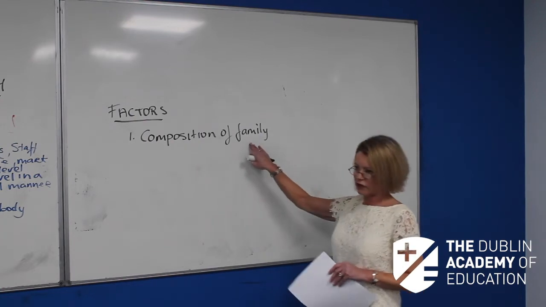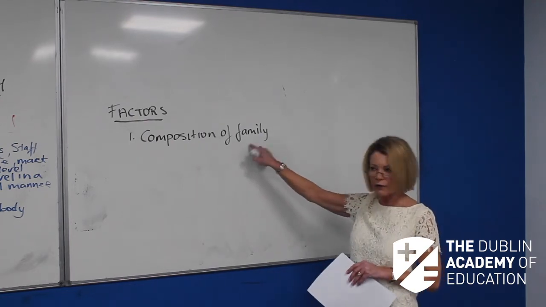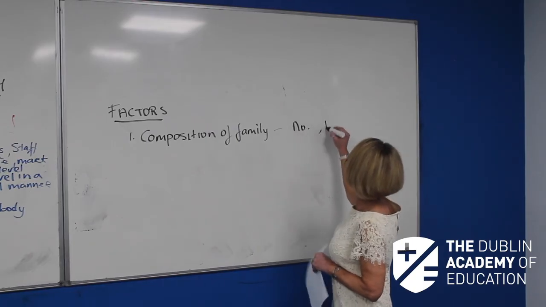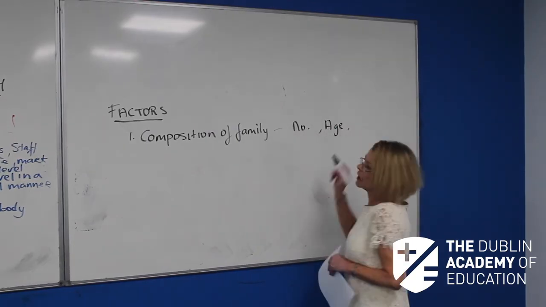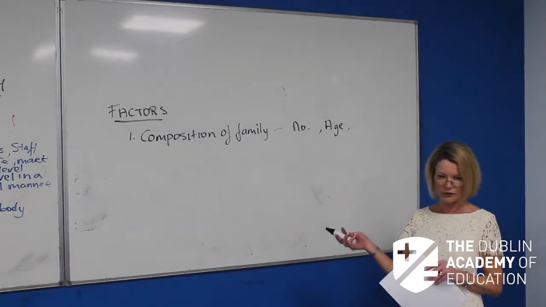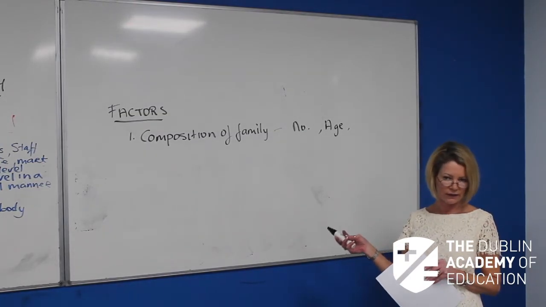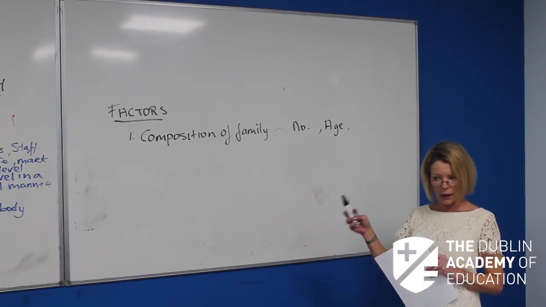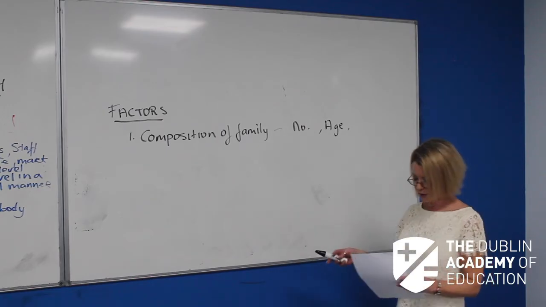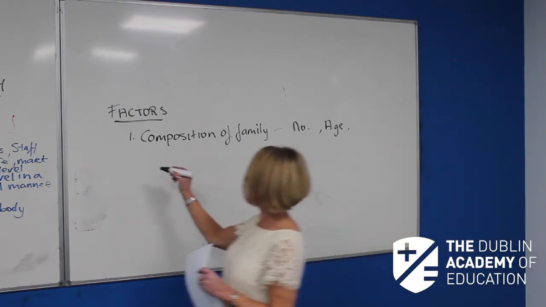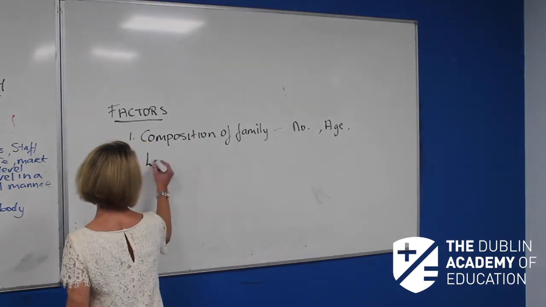So what the composition of the family refers to is how many are in the family, so the number of people in the family, and the age, because young children are very expensive, you have to pay for childcare. Teenagers can be equally expensive, needs of their education add up, then college students if they're still living at home. Older family members brings us on to the second point with the life cycle of the family.